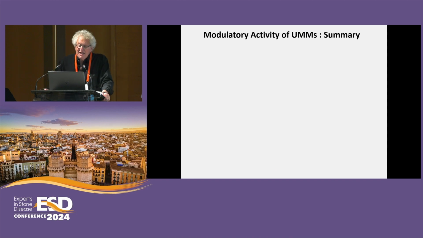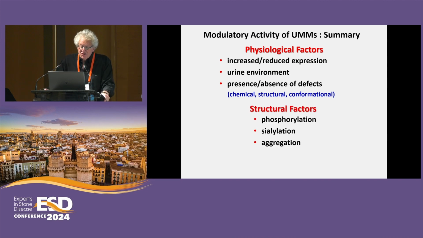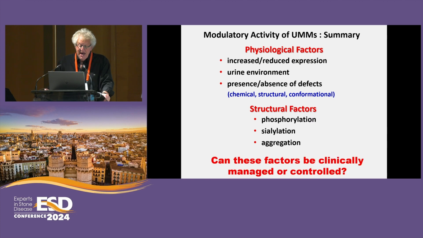Then the modulatory activity of urinary macromolecules depends, in general, on the physiological factors, the expression, the urine environment, and the presence or absence of defects in the molecular structure, the structural factors that we've spoken about or briefly mentioned. And again, we ask the question, is it feasible that we can control these factors?